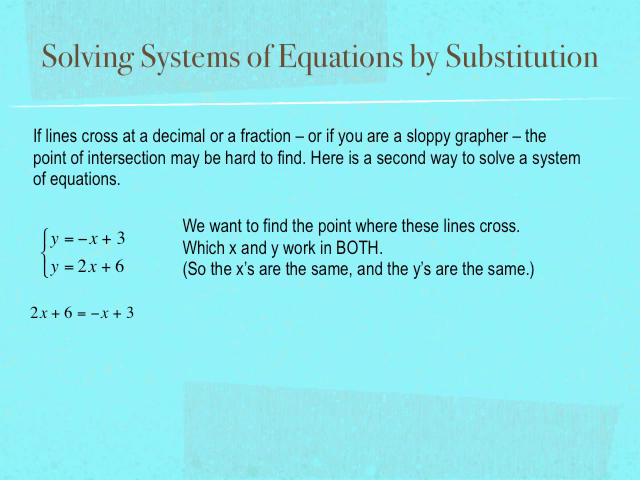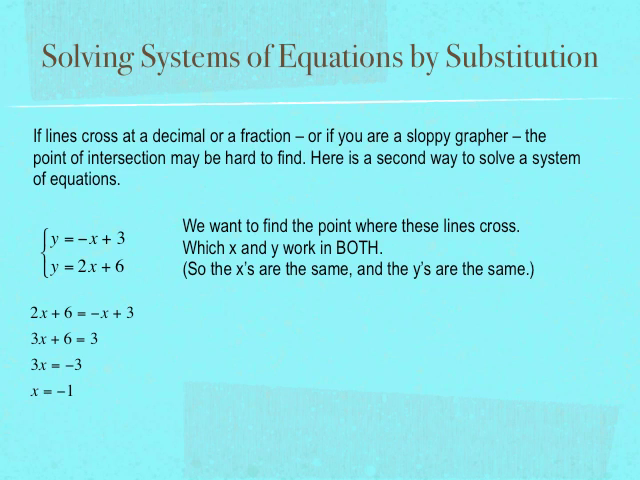We distribute. We don't have to do that. Nothing to distribute. Combine like terms. No like terms to combine. Move all variables to one side, so we add x to both sides and get 3x plus 6 equals 3. All numbers to the other side, subtract 6 from both sides, get 3x equals negative 3. For the very last step, we'll divide, and we get x equals negative 1.